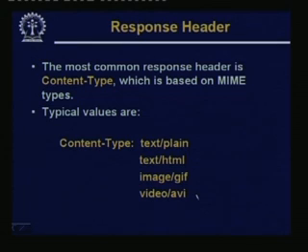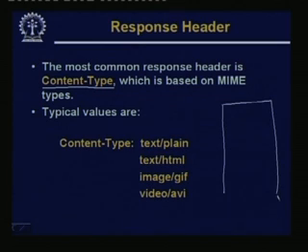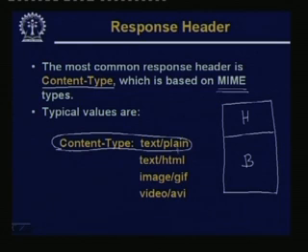Now coming to the response header, the most common response header is the content type, because as I had mentioned, whenever the CGI script outputs the data back to the browser, there will be two parts. One will be the header part, other will be the body part. The header will be MIME encoded. MIME encoded header type looks like this: Content-Type colon text slash plain, or text slash HTML, or image slash GIF, or video slash AVI. There are many other alternatives.